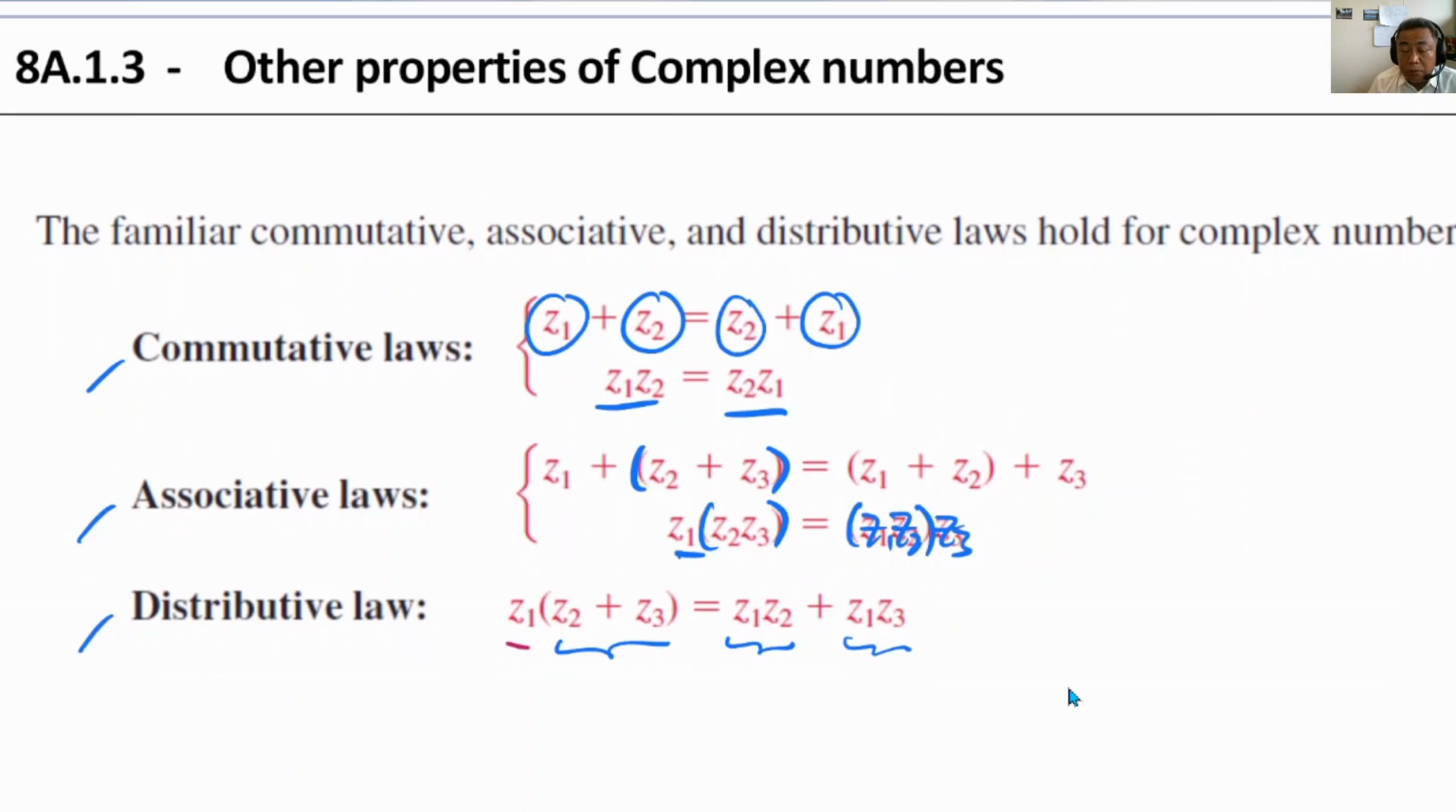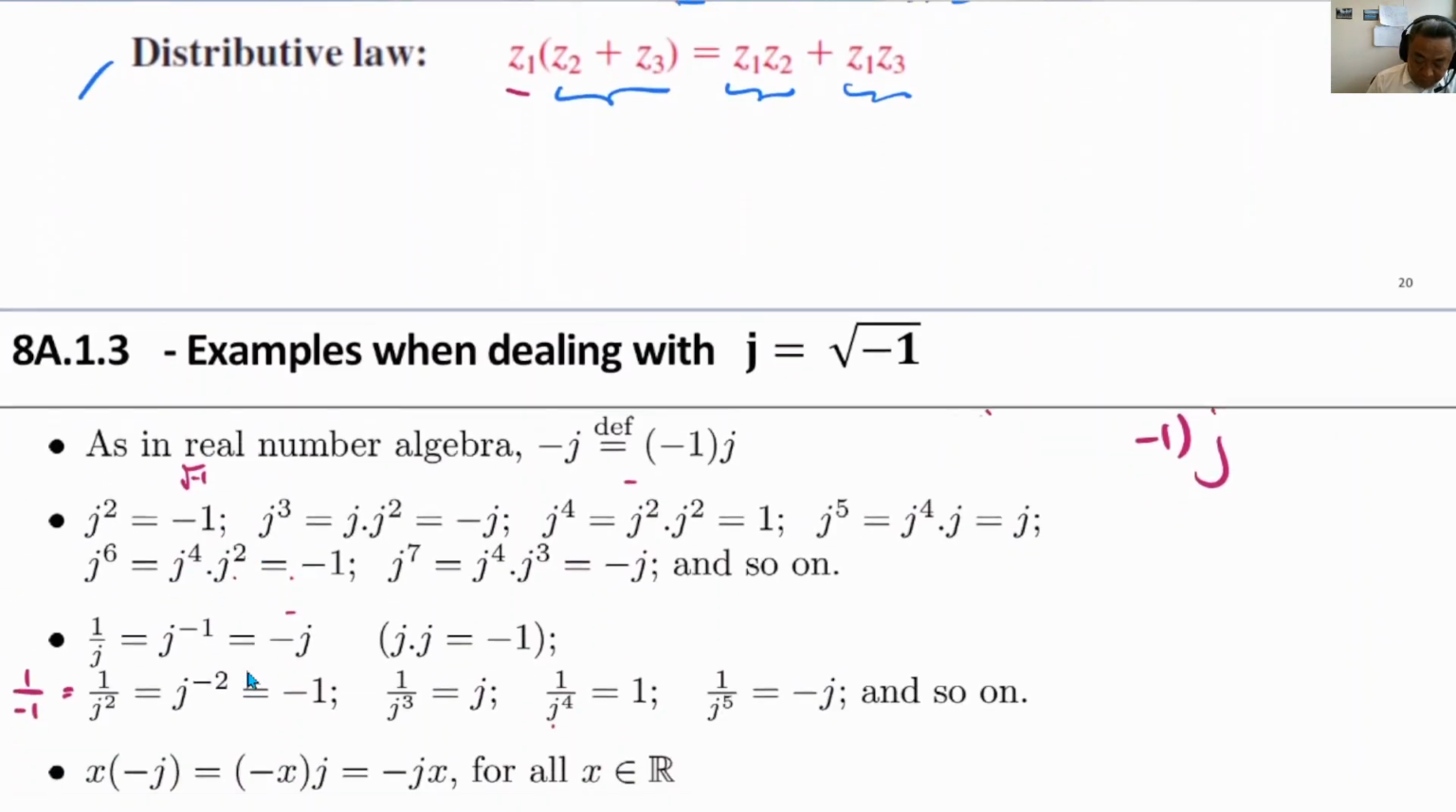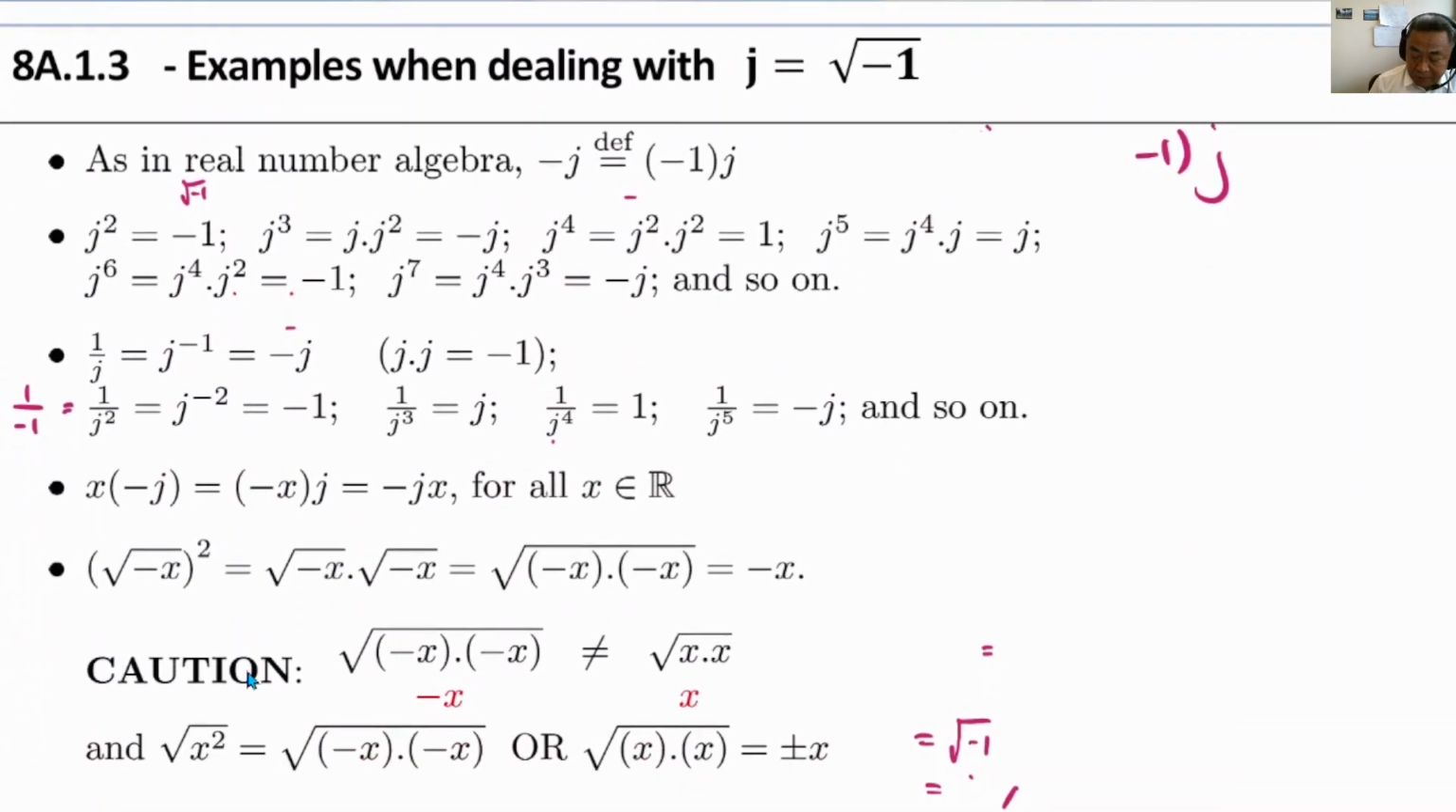Again, we do not need to prove it. We are just going to use this law that's given to us. If you really want to prove it, basically you put the expression in rectangular form from the left hand side, and you work it out and compare it against brute force on the right hand side. You will see that the answers are the same, and therefore these three laws hold. We'll now go through some examples when dealing with square root of minus 1.